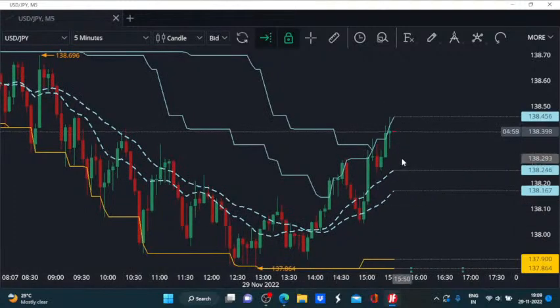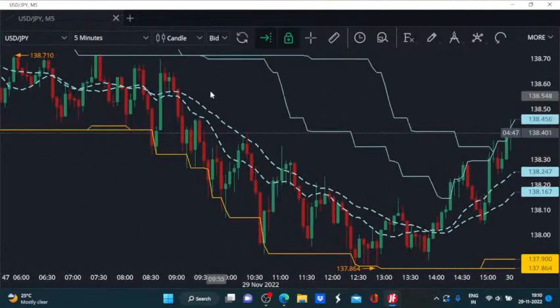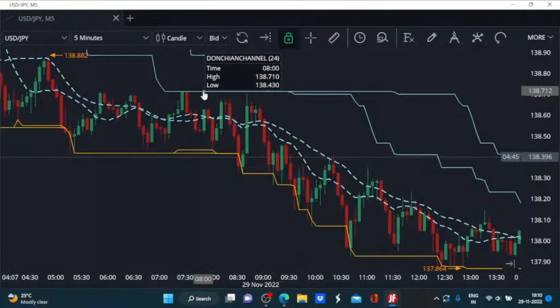But I feel that we can still continue to look for short selling opportunities here, if we see the USD/JPY consolidating for the next couple of hours while not really crossing above this immediate swing high at around 138.7.